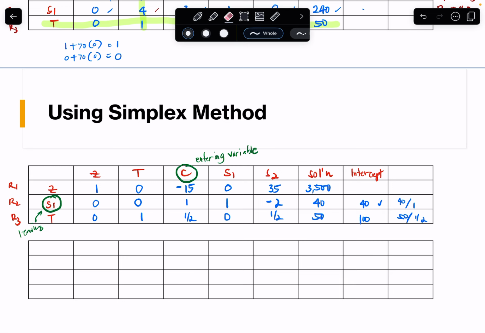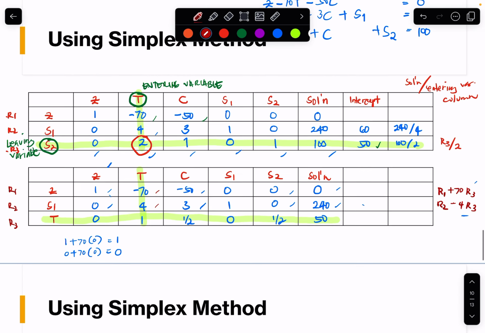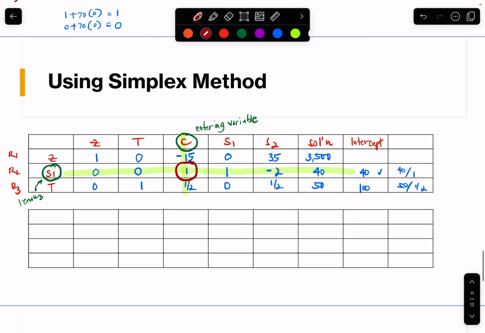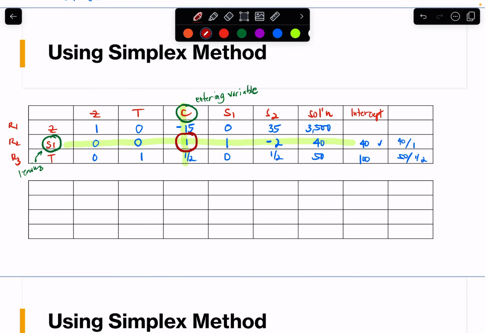And thus, this would become our pivot row. And this is our pivot column. And this is our pivot element. The difference this time is that we don't need to divide it by 2. Since our pivot element is already 1, we proceed with making the upper row and the lower row equal to 0.